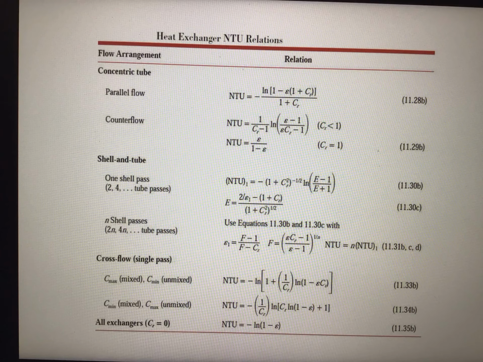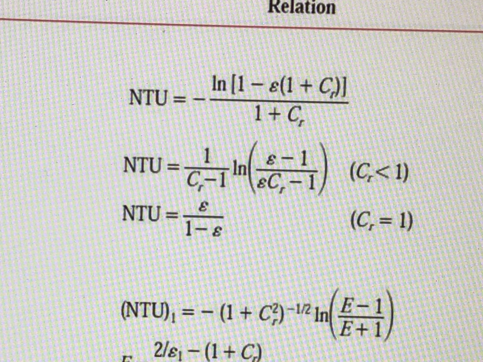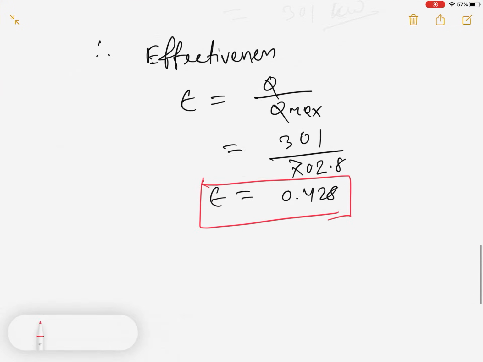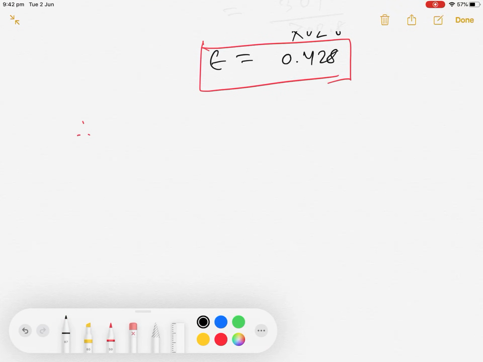See the second one, equation 1.29b. For counterflow, we have the counterflow problem, and we got two relations for NTU. The first one is for the CR, capacity ratio, less than 1. So in our problem, we got the CR is less than 1. So we are going to use this one. Okay, 1 over C minus 1 ln, this expression. So I'll write it down here.